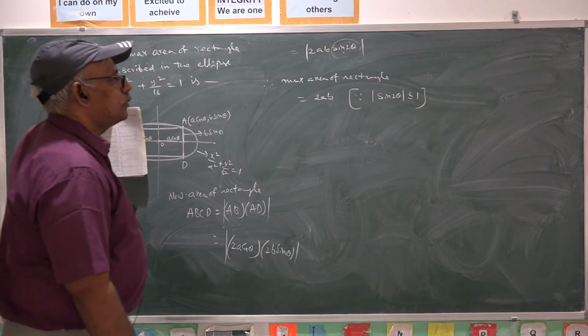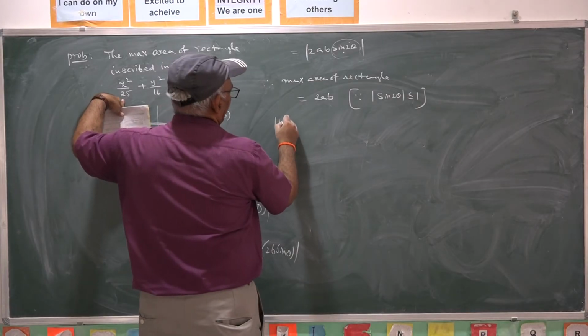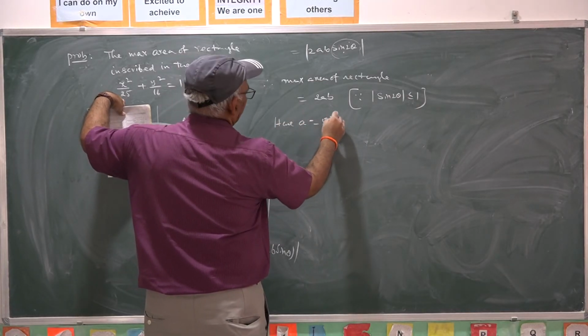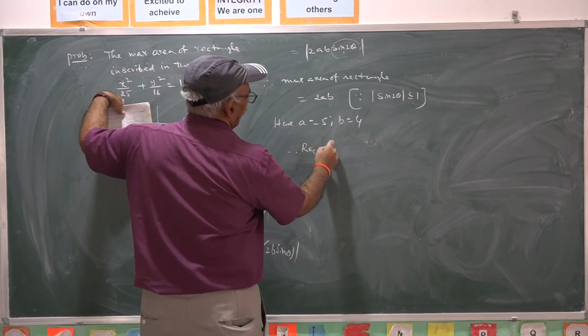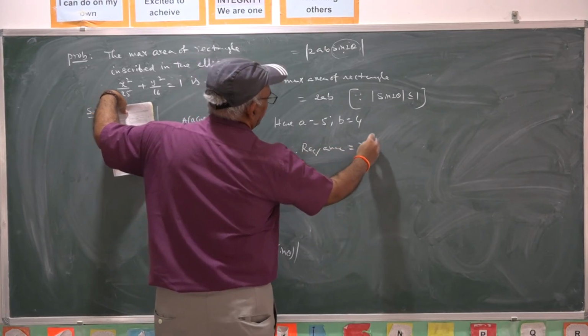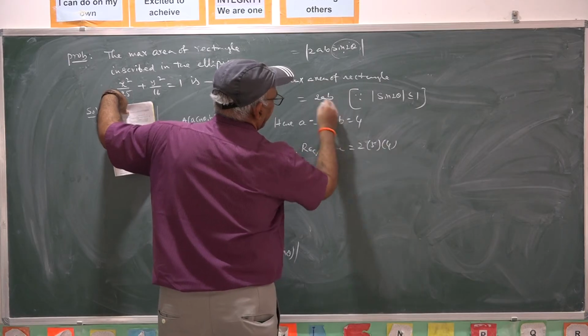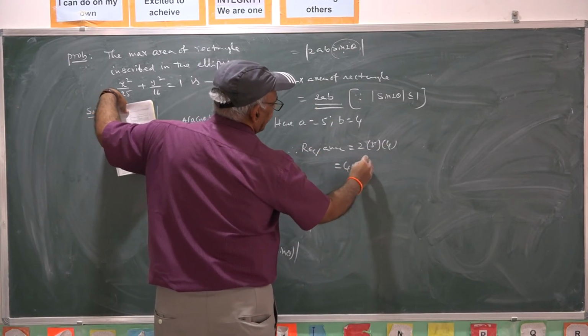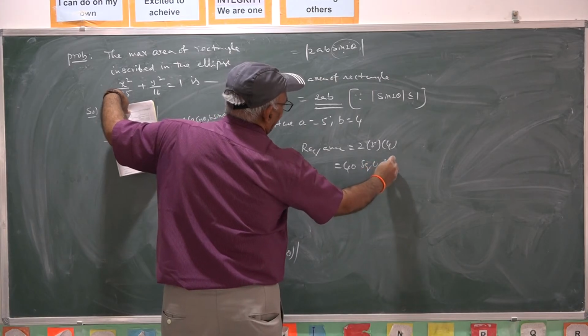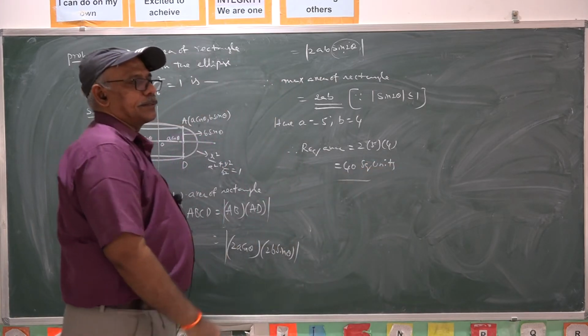Here a equal to 5, b equal to 4. Hence, the required area is 2 into 5 into 4. You can take it as a formula here. So, 40 square units.